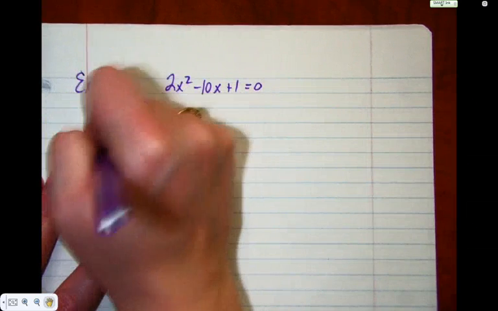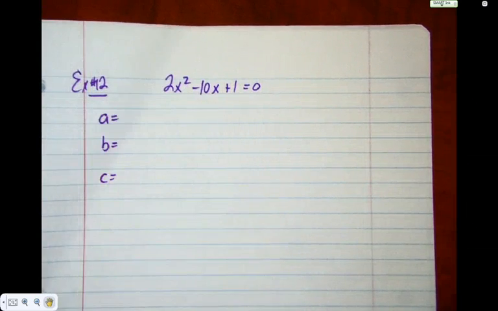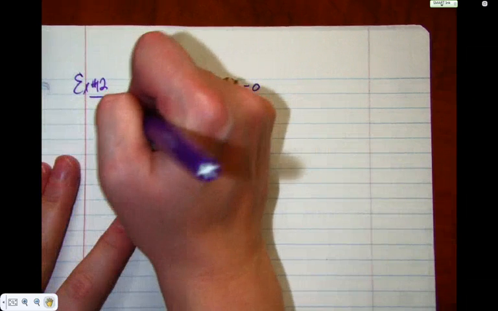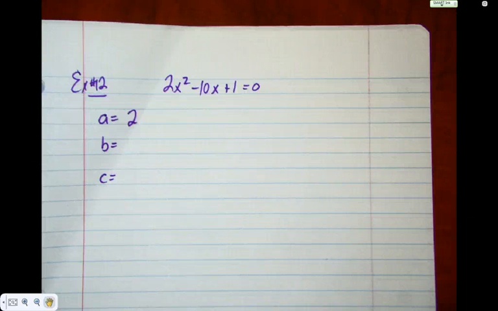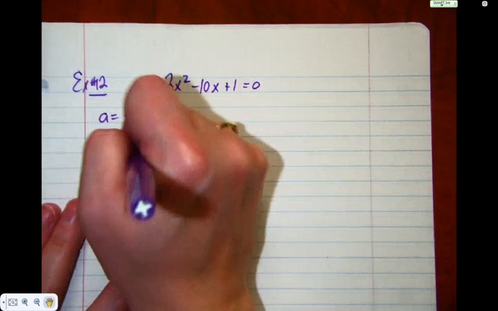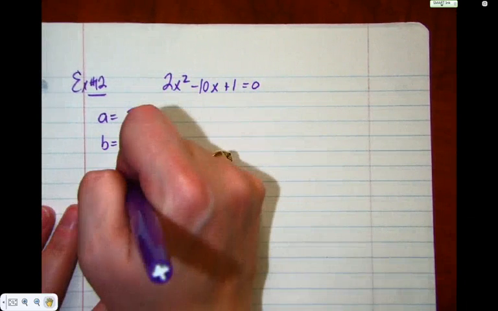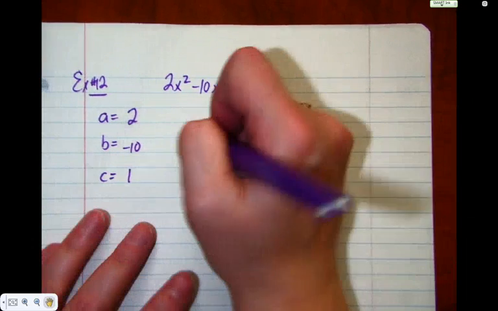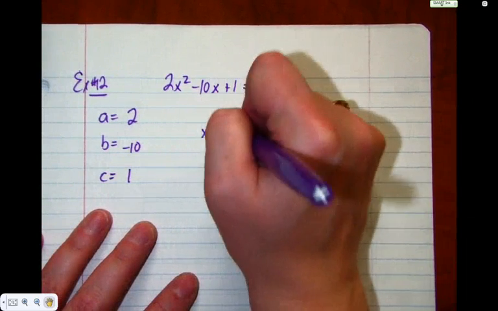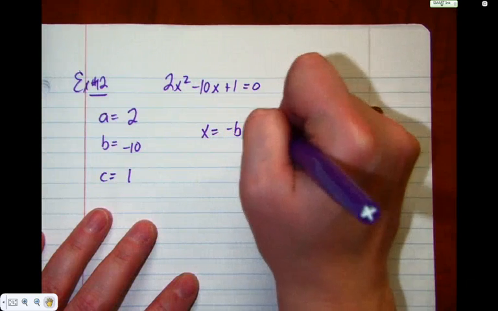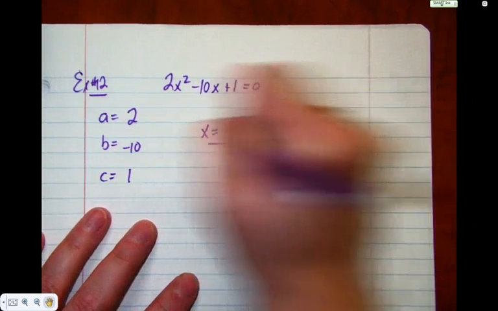You don't need to write down the ABC. It's just a left brain thing. We like things off to the side, and we like them categorized. In this case, A is 2, and B is -10, and C is 1. X equals -b plus or minus the square root of b squared minus 4ac, divided by 2a.